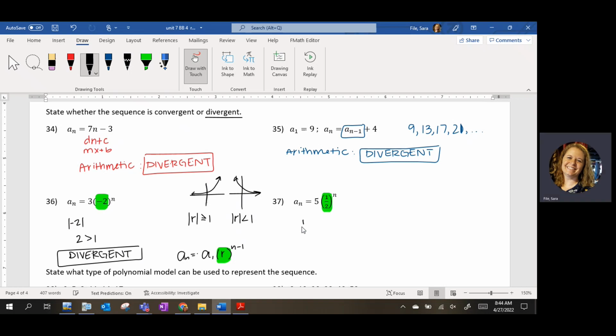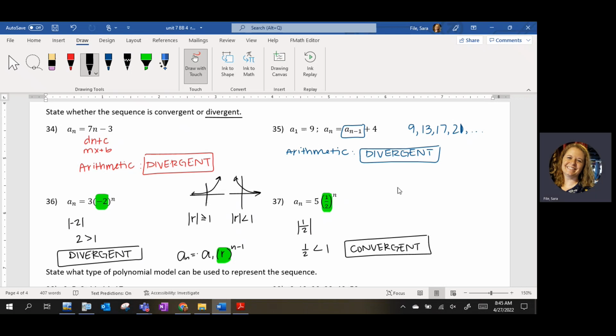This one, though, the absolute value of 1/2 is 1/2, right? And 1/2 is less than 1. So that means that this one is convergent. That means if we were asked for the sum, we would be able to find the infinite sum because it converges on a specific number. Because if we were to continue this pattern, it's times 1/2, times 1/2. The number keeps getting smaller and smaller and smaller. It's converging. Does that make sense?